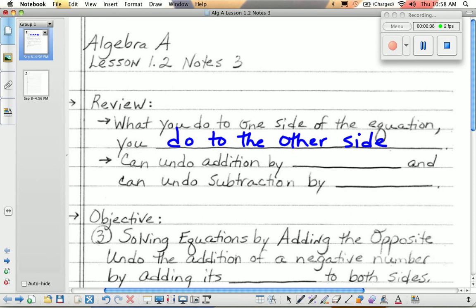When we are doing something to both sides of the equation, we're trying to solve it, so we do something called an inverse operation, right? What's another word for inverse? What did we decide? Undo. So when you hear the word inverse, I want you to think, oh, inverse, undo. So how can we undo addition? By subtraction. And how can we undo subtraction? By addition.